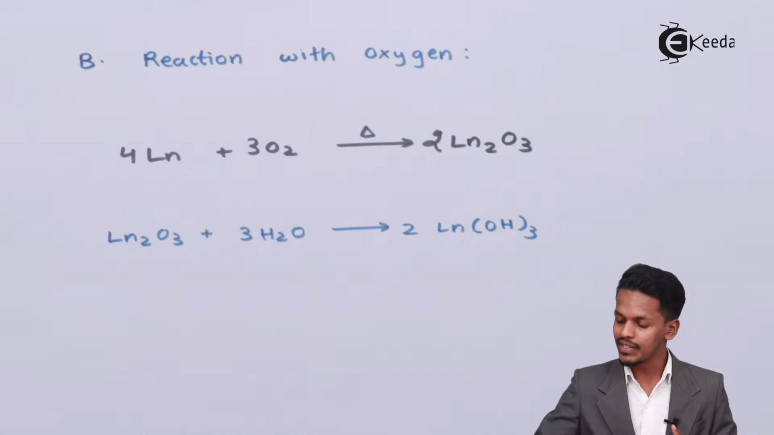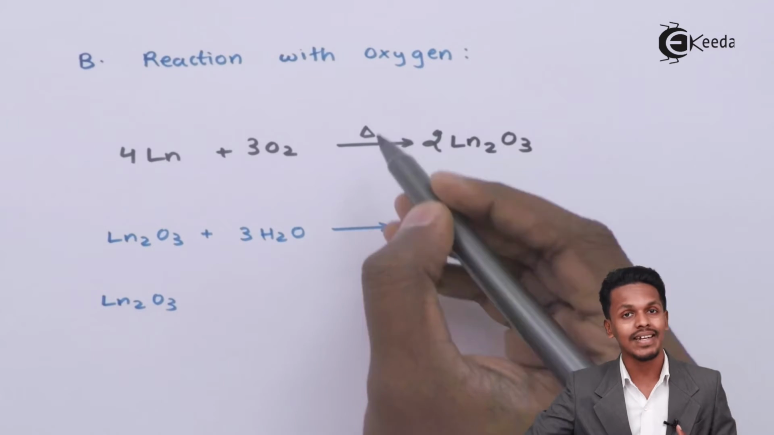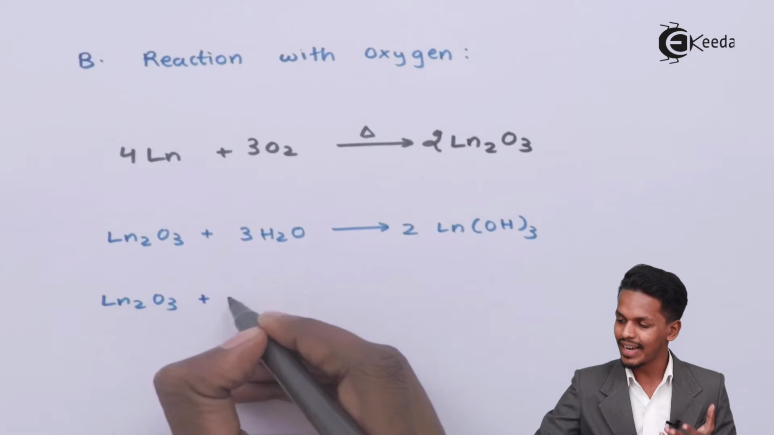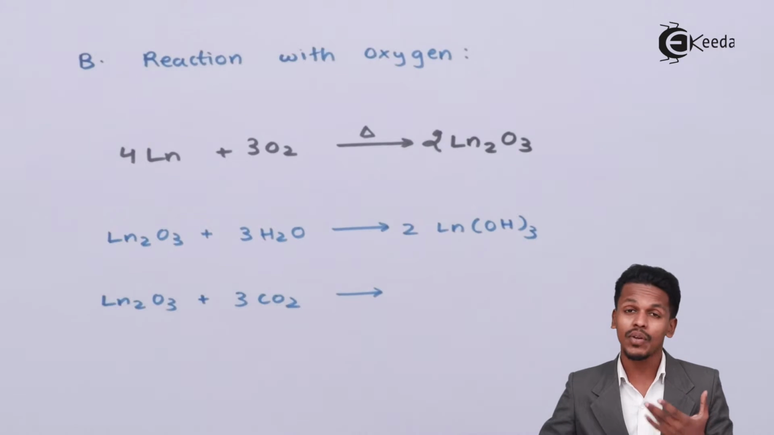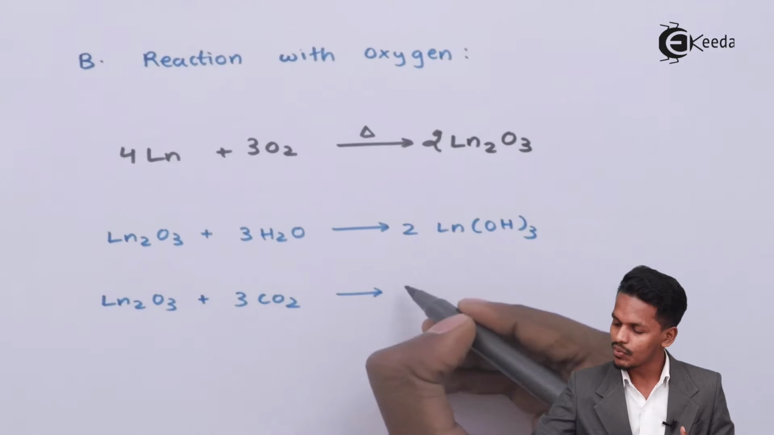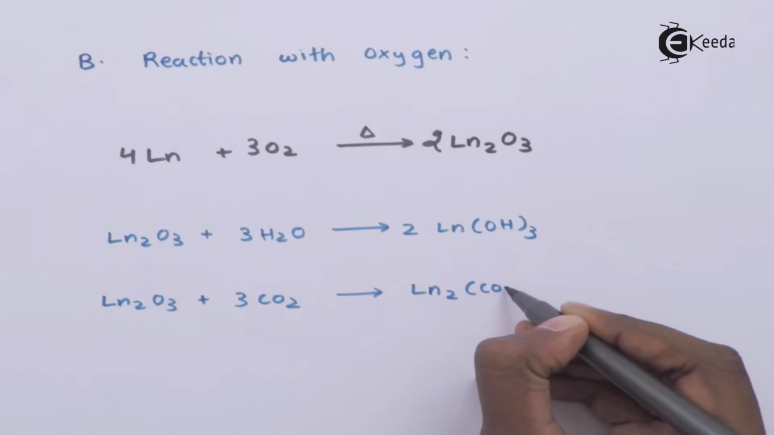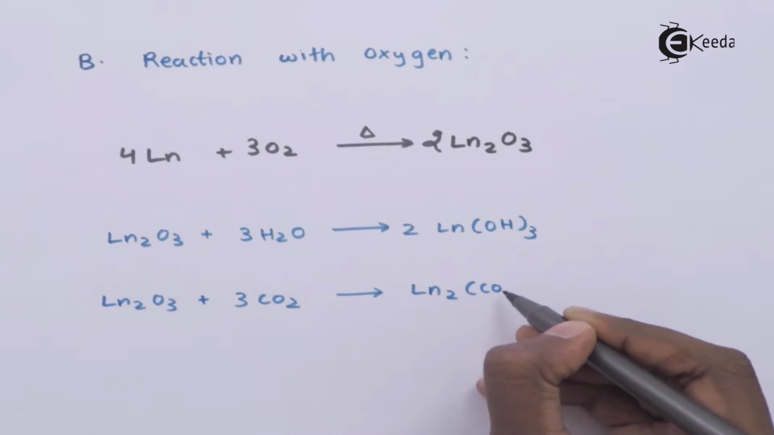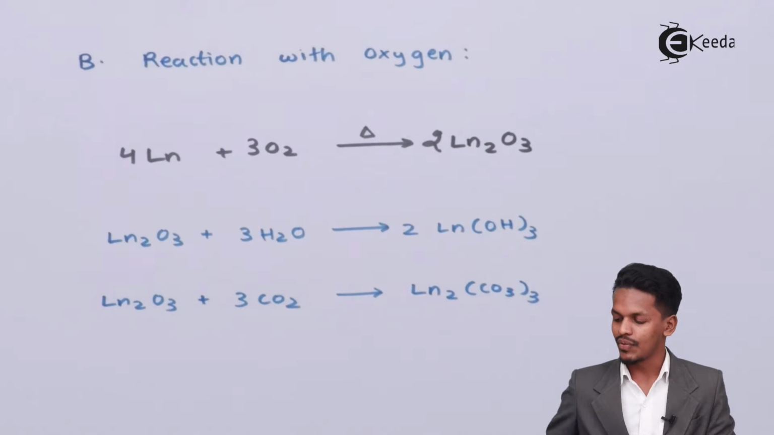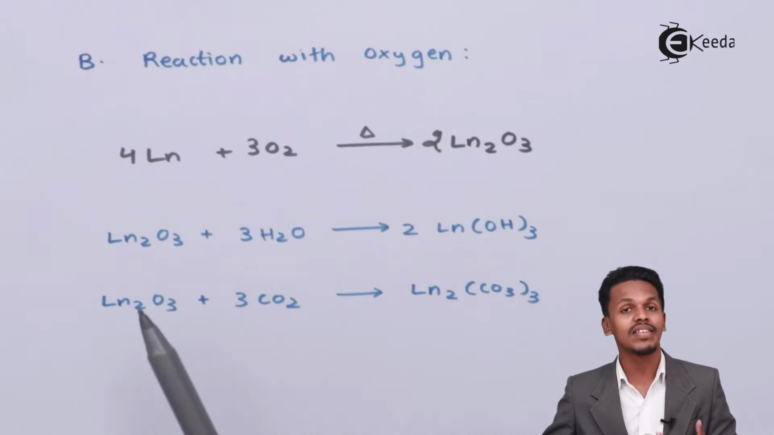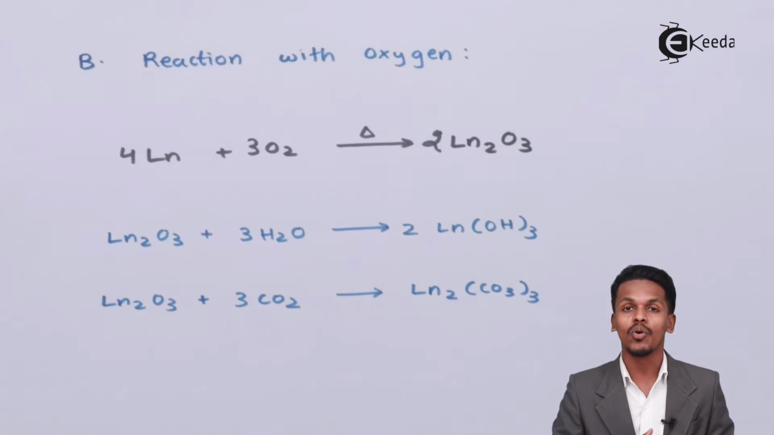And talking about the next one, suppose we react this lanthanoid oxide that we have obtained with 3 moles of CO2. In that case we could get the carbonate, which we could write here as Ln2(CO3)3. So this is the reaction I have discussed for lanthanoids with oxygen. And now let us move on to the next one.